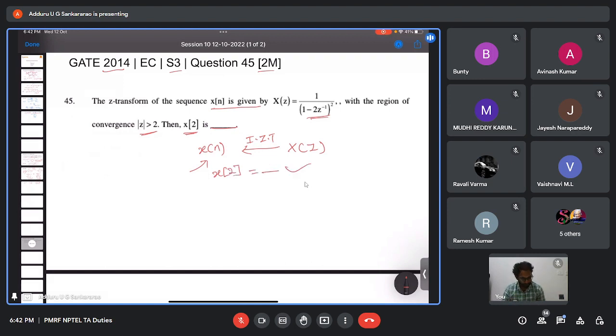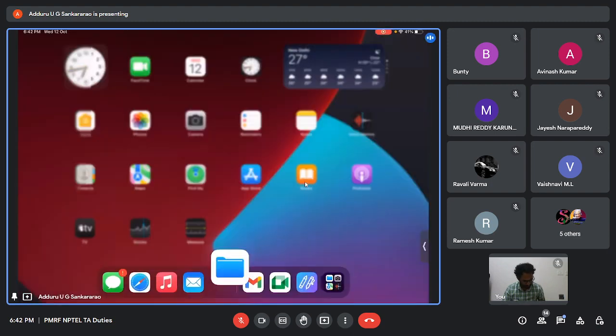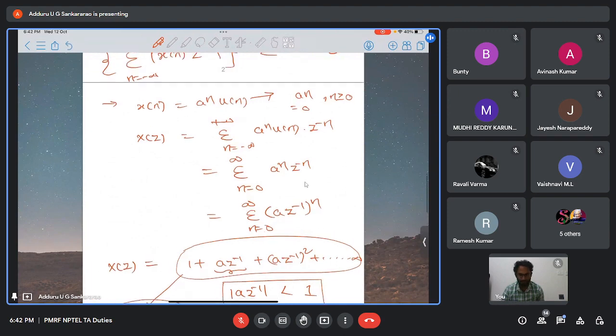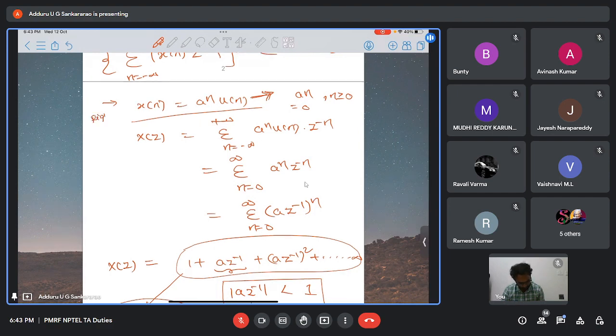Right? And also for finding out the inverse Z transform, they have given the region of convergence. Okay. So just some time back we have seen, suppose if this is the signal, x of n is a power n u of n. So that means it's a right-sided signal. For n greater than or equal to 0, the signal exists, right? So it is a right-sided signal.